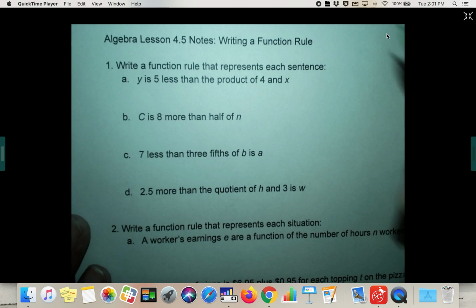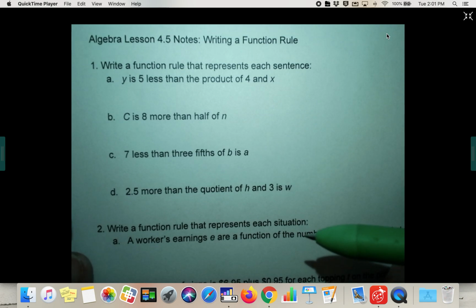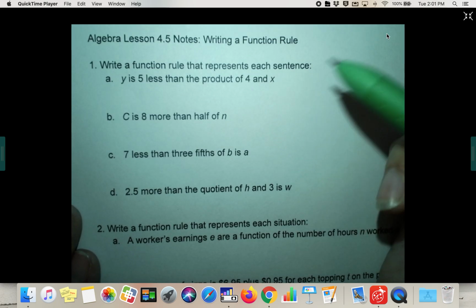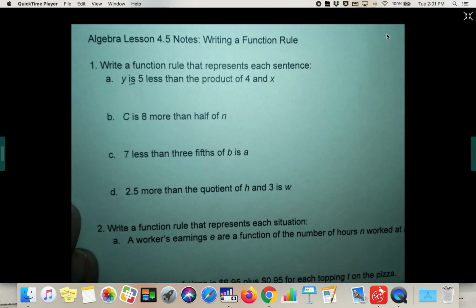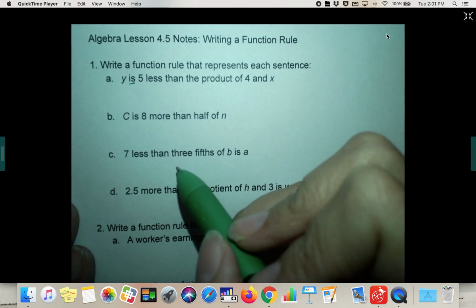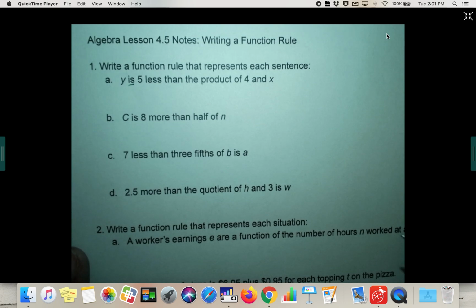Algebra, we are writing function rules and it's from words. So a lot of people who aren't as good at writing sentences might struggle with this section, but you really just need to read what they're saying and make sure you know the key terms, like the word "is" means equals, "product" is multiply, "quotient" is divide, things like that. So let's jump right in.